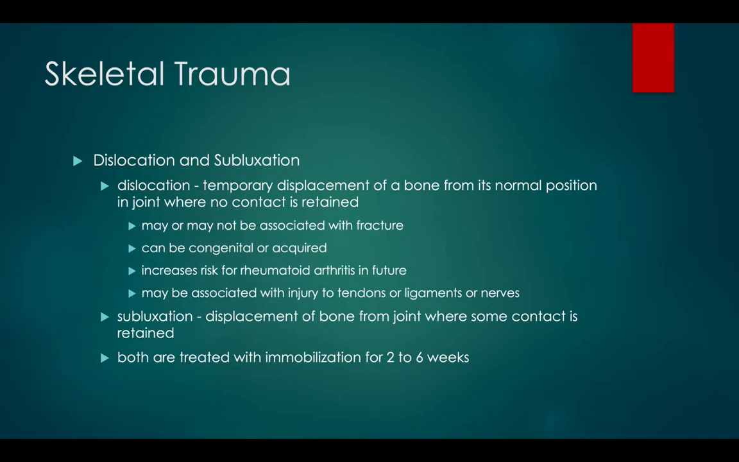A lot of people who have certain diseases that make them more flexible than normal can get dislocations because their joints have an abnormal amount of range of motion. Say someone with Marfan's, they would be someone who's prone to a congenital dislocation. Increased risk for rheumatoid arthritis in the future. Just from the disruption of the joint multiple times, it can cause inflammation and it can stimulate the development of rheumatoid arthritis. May also be associated with injuries to the tendons or ligaments or nerves.